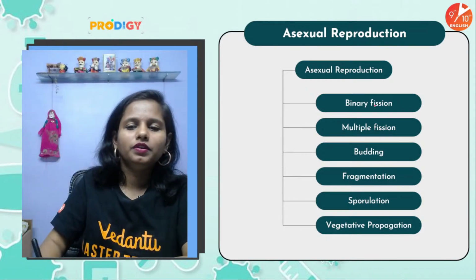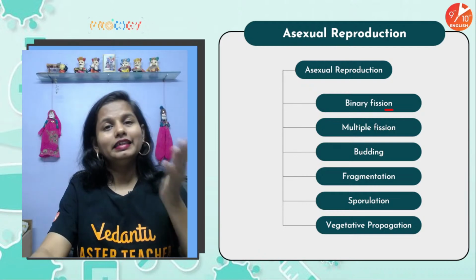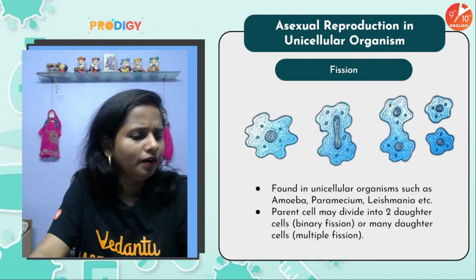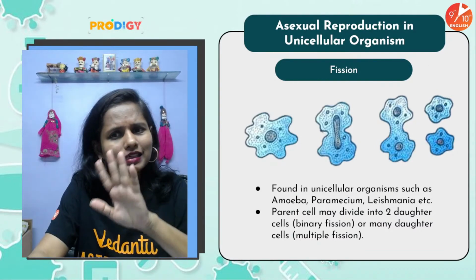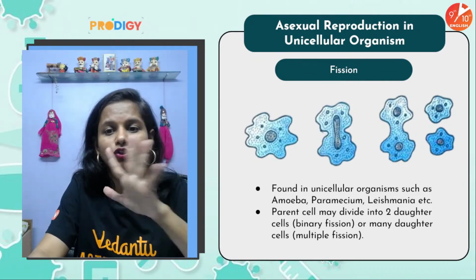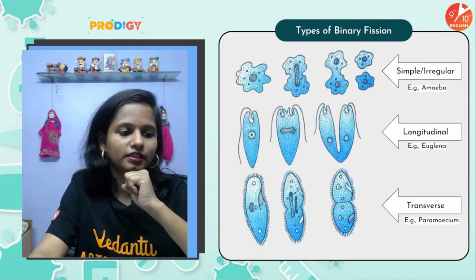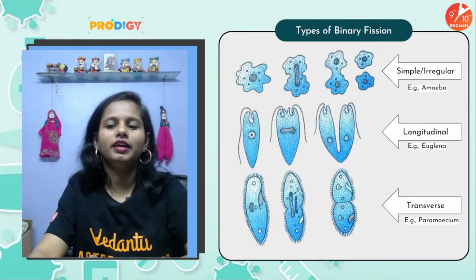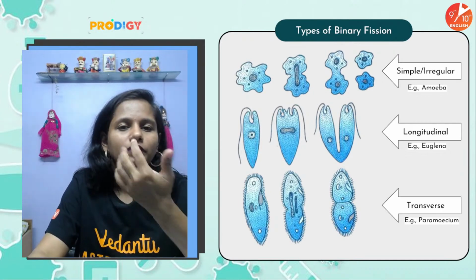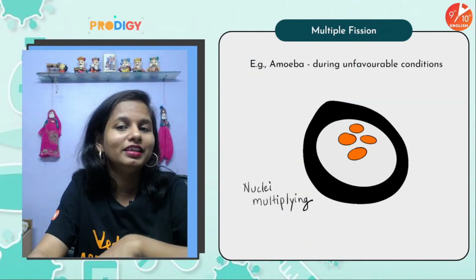Now here, binary fission: when the organism divides to give rise to two daughter cells, it's called binary fission, as you can see in amoeba. Two daughter cells, it's fission. Amoeba divides through any random plane and hence it's called simple binary fission. But in Euglena, it is longitudinal binary fission, and in Paramecium, transverse binary fission. Correct? Besides this, we also see multiple fission when organisms reproduce under unfavorable conditions.